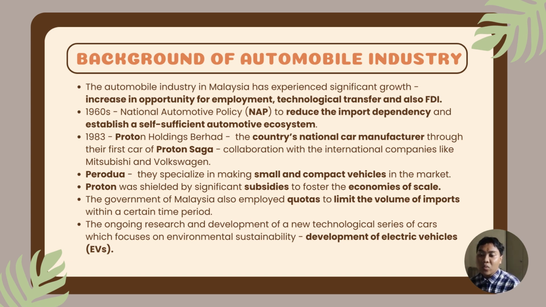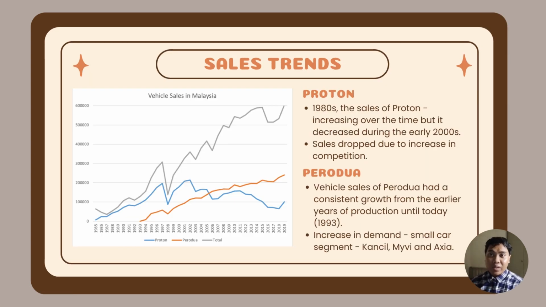The first automaker, which was Proton, was shielded by significant subsidies to foster the economies of scale within the automobile industry at that time. It can be seen that there is a drop in excise duty to 50% on Proton cars such as Saga. The government of Malaysia also employed quotas to limit the volume of import within a certain time period. The intention was clear: to encourage customers to buy Saga automobiles, which are made in the area. It is to make sure that the local industry grows by focusing on sales of Proton cars in the early years. The next one is on the graph.